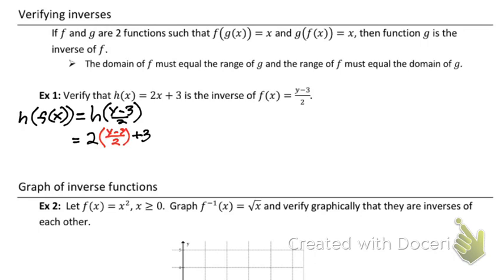Well, those 2's would cancel out. And I would just be left with x minus 3 plus 3. Our 3's would cancel out, and I'm just left with x. So that direction worked.